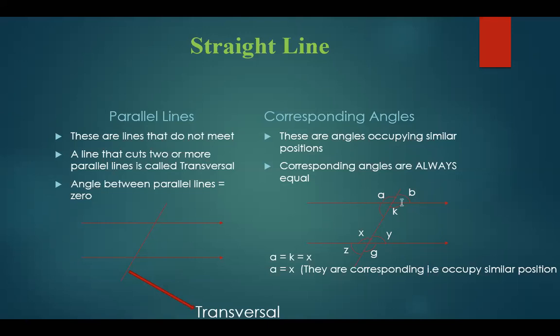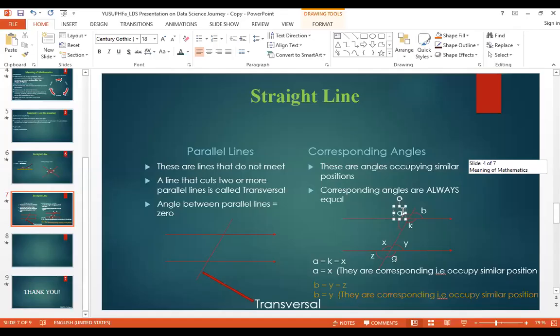Okay, this is what we're going to do now. We're going to solve a question now. Keep looking at your screen. Can you see it clearly? Yes, sir. Okay. In case you are using your tab, you can zoom. A is equal to X because they are corresponding angles, and it is written on the screen. Also, B is equal to Y because they are corresponding.